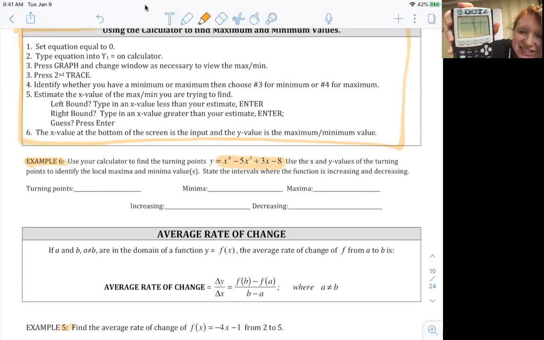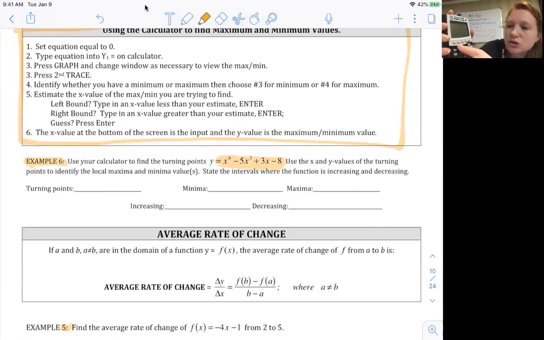Notice on my graph, it's still not low enough. I still don't see the bottom of that point, and I need that point, okay? I need that minimum. So I'm going to press window again, and I'm going to change my Y min, not -25. I'm going to try maybe -50. And I'm going to hit graph. And I'm going to see, okay, can I see the bottom of my graph now? Oh, no, I'm getting a lot closer, though. So maybe -75 will work.